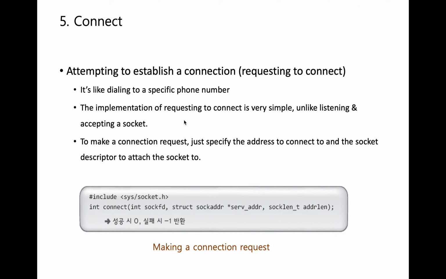And the implementation of requesting to connect is very simple, unlike listening and accepting sockets like I told you a little bit before. To make a connection request, you just have to specify the address of the TCP server, and that's all. It will create the socket automatically, and if the server is not listening, it will generate an exception. So let's take a look at the function, how it looks.